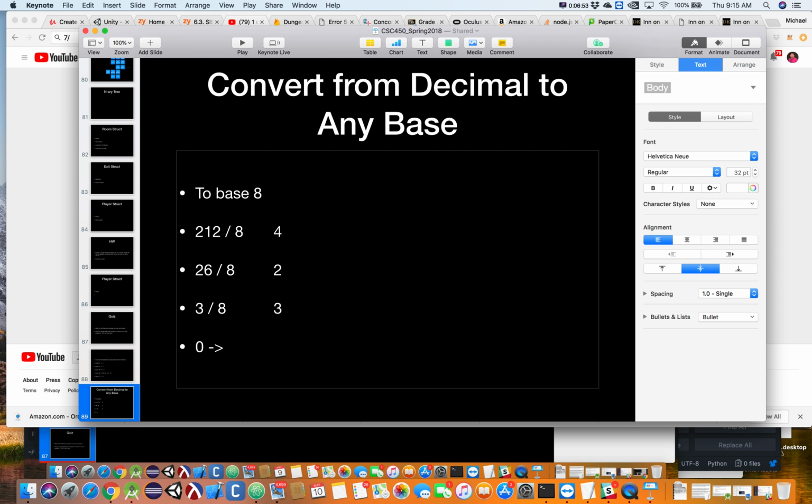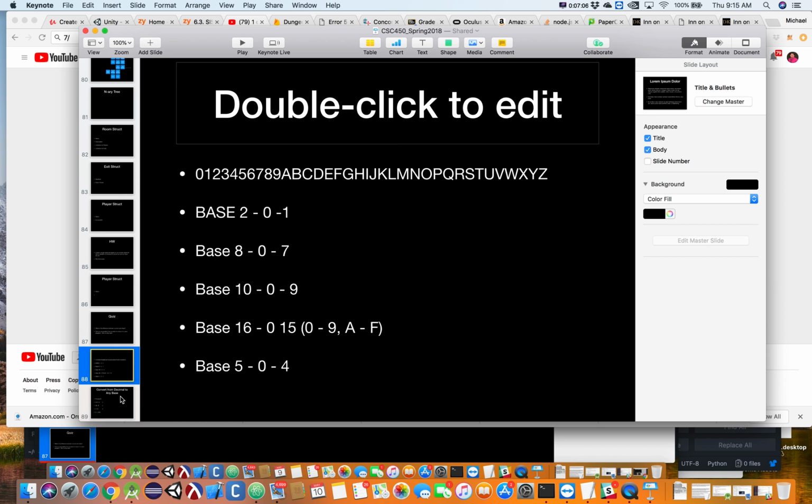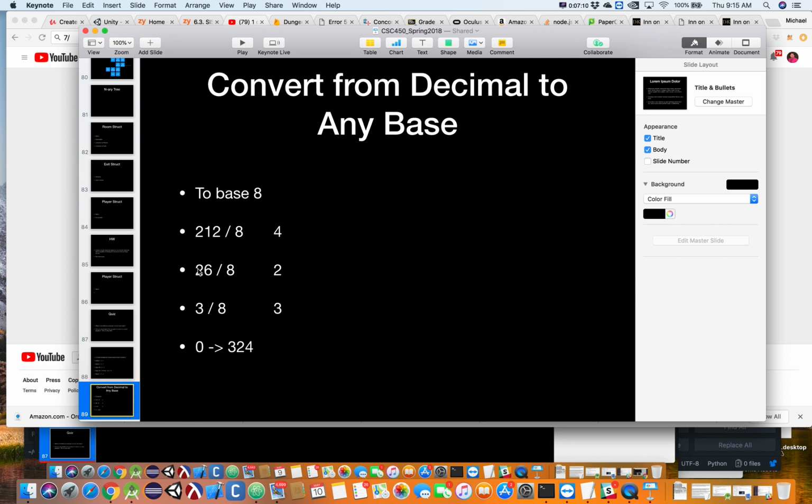And then what's our answer? 324. So that's converting from decimal to any base. So the only special thing you need to remember is whenever you have something that is 2 digits, you need to convert it to its letter. Make sense? Yeah. So it's an identical pattern when you're going from decimal to any base. Okay. Good on that side?